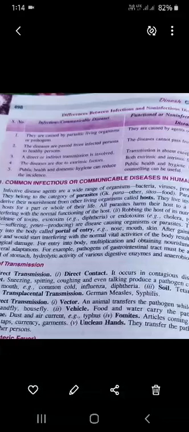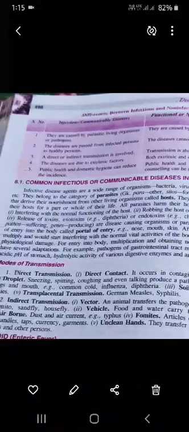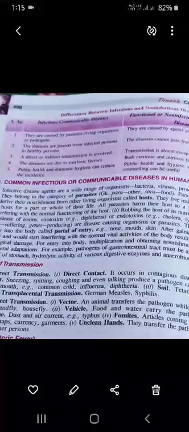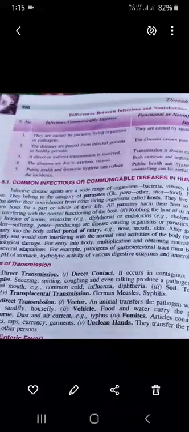So for entry into the body, multiplication and obtaining nourishment from the host, pathogens have several adaptations. For example, pathogens of the gastrointestinal tract must be able to survive lysozyme, acidic pH of the stomach, hydrolytic activity of various digestive enzymes, and anaerobiasis. Then there are modes of transmission.